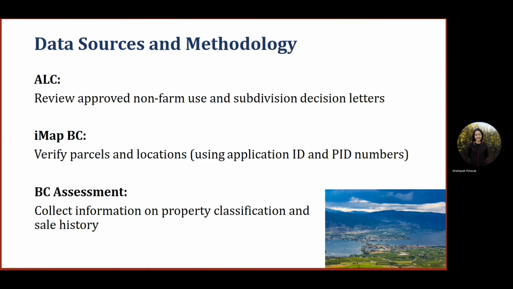And finally, in the last step, using the verified PIDs, we retrieved property class information and history of sale information from the BC Assessment database. This is where we determined if a particular parcel is used for agricultural purposes or not, and if its ownership has changed since the applications were approved.